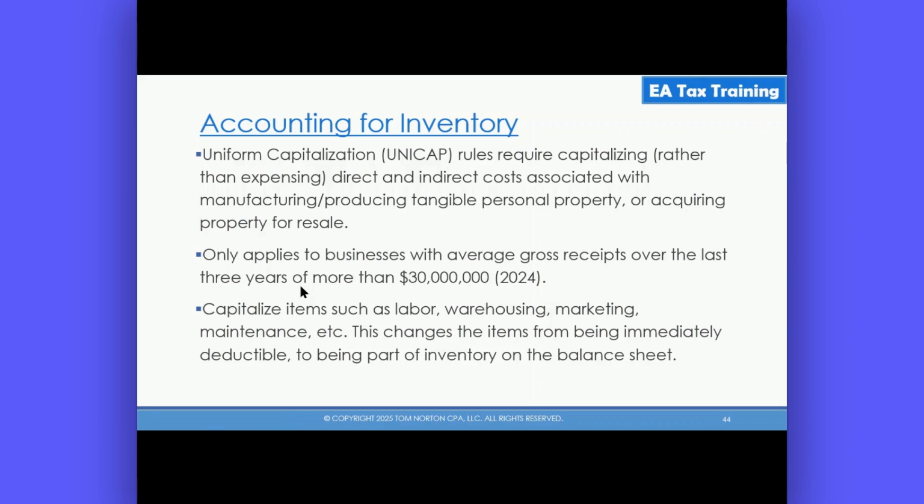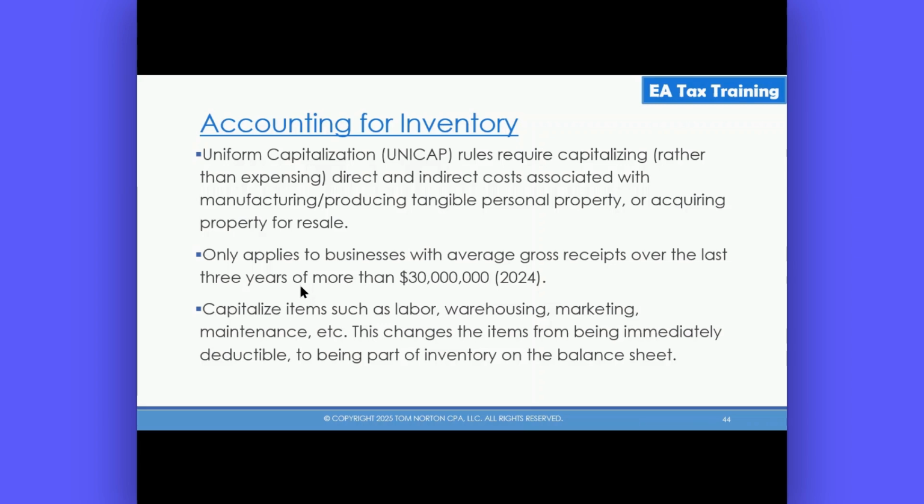What UNICAP is saying is, no, you can't do that. You're going to have to put the cost, for example, of the salaries of those people working in the factory, rather than counting that as an expense, you're going to have to add that to the value of the inventory. So you don't get a current expense for those salaries and wages. Now, does that mean you're never going to get to deduct them? No, it doesn't. Once you sell that item, that will then be part of cost of goods sold, and then you will deduct it at that time.